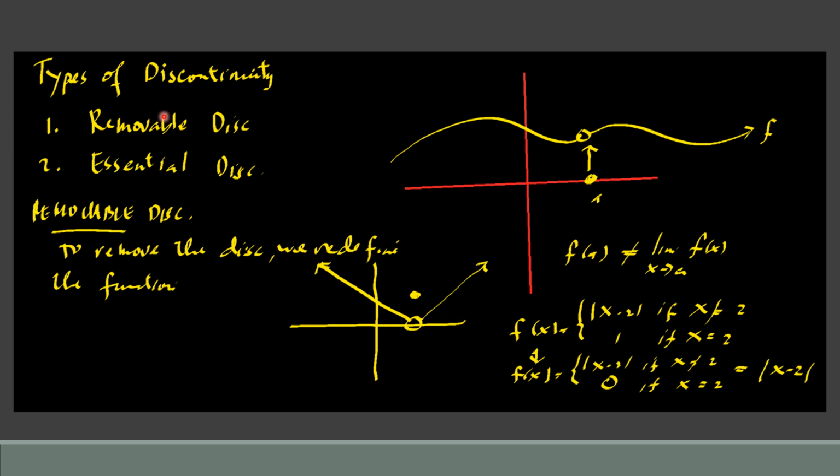So far we have encountered several functions that are discontinuous at a specific number. So we discussed the two different types of discontinuity. The first one is removable and the other is essential discontinuity. These two graphs here are examples of functions with removable discontinuity.